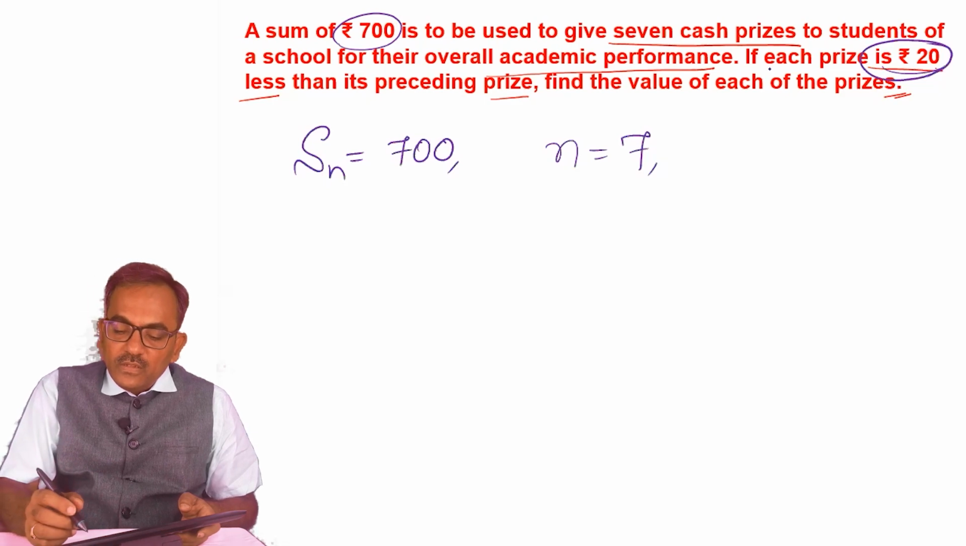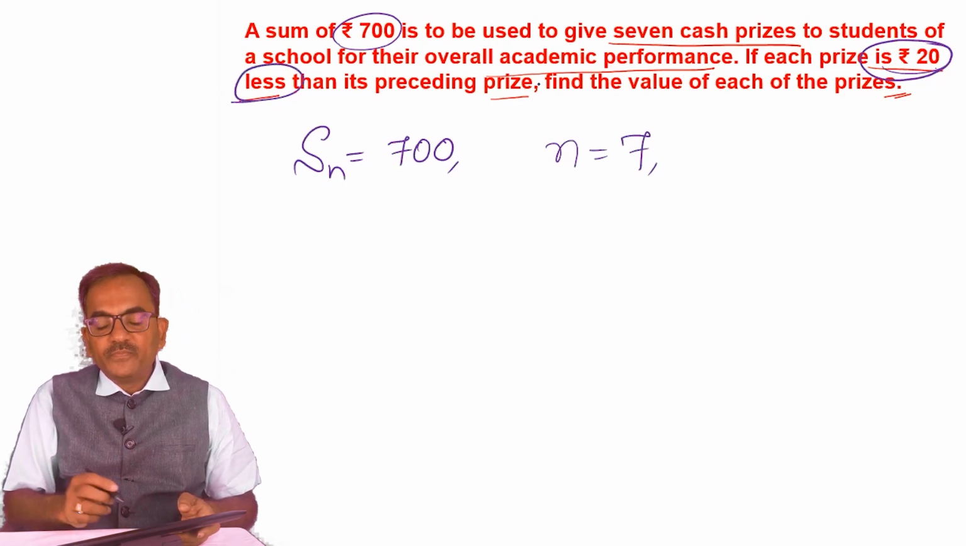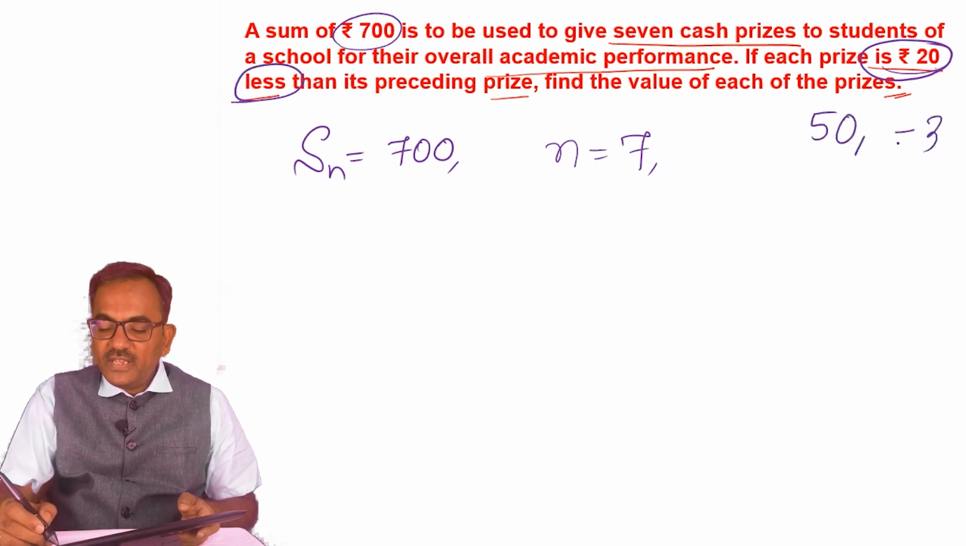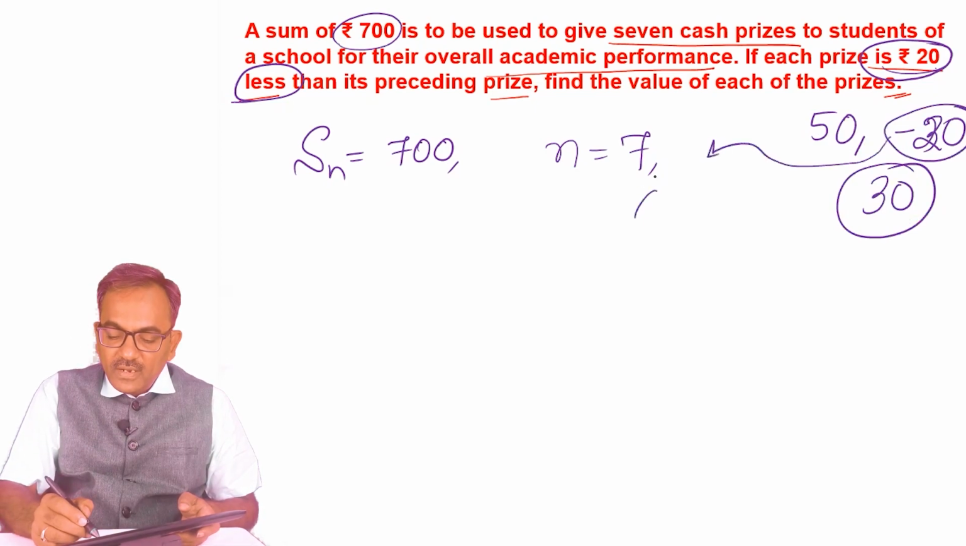Okay. 20 less than the preceding prize. Suppose the first prize is 50, the second prize is 50 minus 20, that is 30. So, what would be our d? Our d would be minus 20.